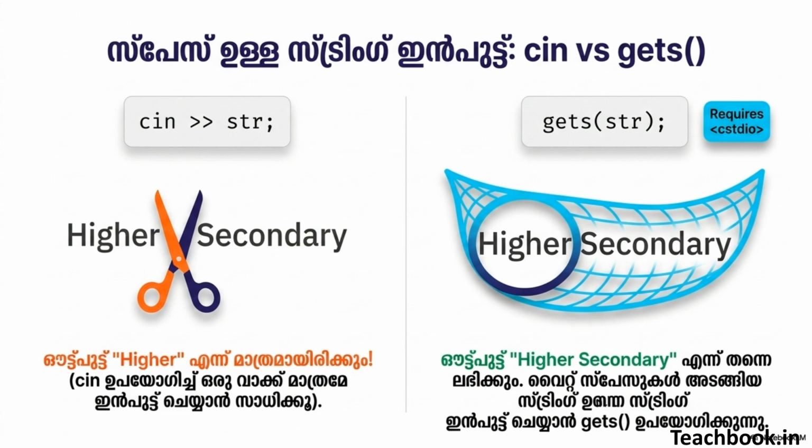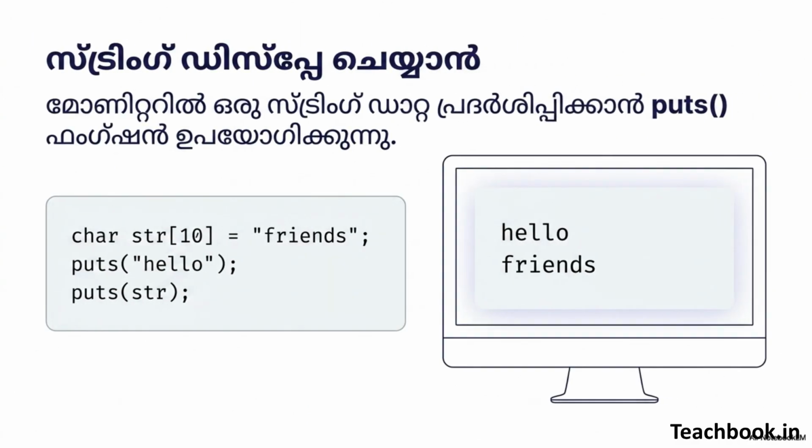Standard cin stops reading at a space. To read a string that includes spaces, you should use the gets function instead. To display string data on the monitor, you can use the puts function, which handles string output efficiently.